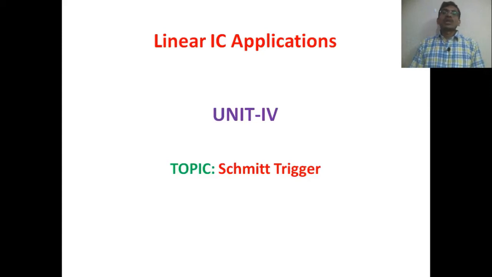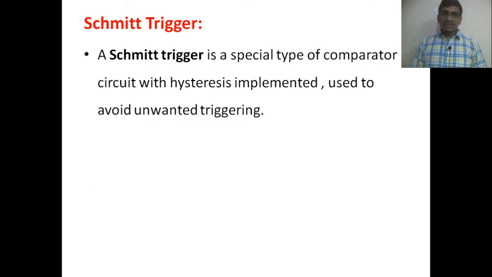Up to now, we have seen the different types of comparators. In this class, we are going to discuss the Schmitt trigger. So, what is a Schmitt trigger? We will see. A Schmitt trigger is a special type of comparator circuit with a hysteresis implemented, and it is used to avoid unwanted triggering.